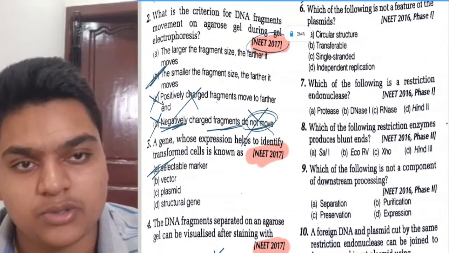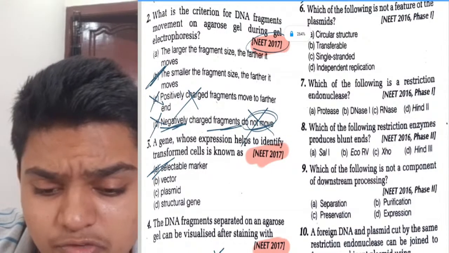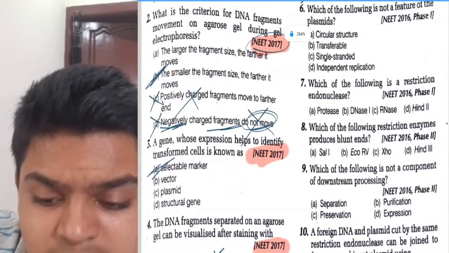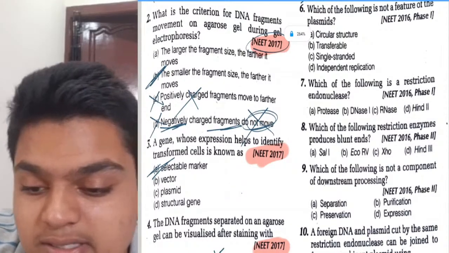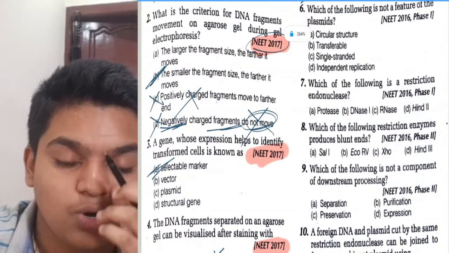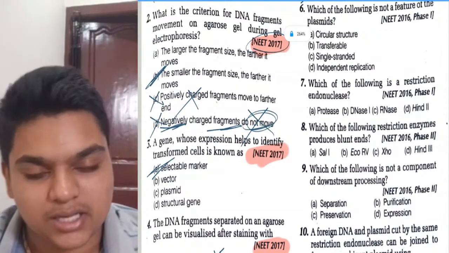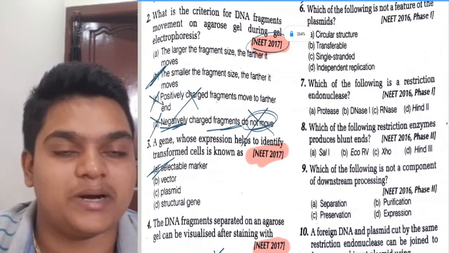RNase helps to digest RNA. Okay. Now, which of the following restriction enzymes produces blunt ends? This is somewhat tricky. What are blunt ends? The ends which are not sticky. It is tricky, and the ends which are not sticky are called blunt ends.